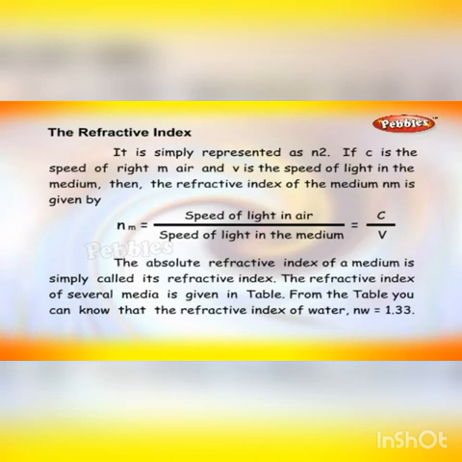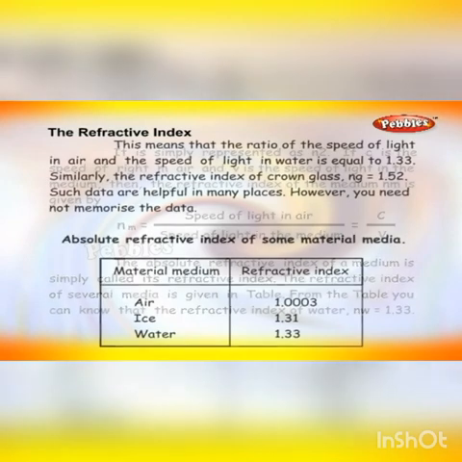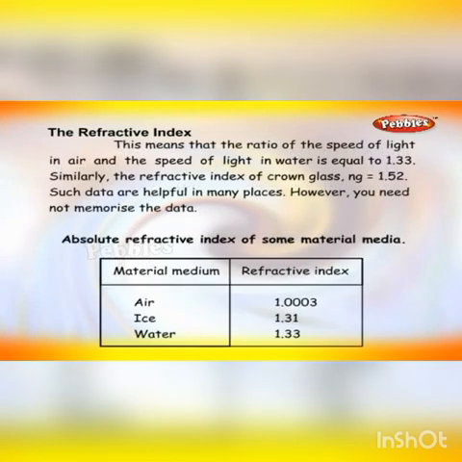From the table, you can know that the refractive index of water nw is equal to 1.33. This means that the ratio of the speed of light in air and the speed of light in water is equal to 1.33. Similarly, the refractive index of crown glass ng is equal to 1.52. Such data are helpful in many places. However, you need not memorize the data.